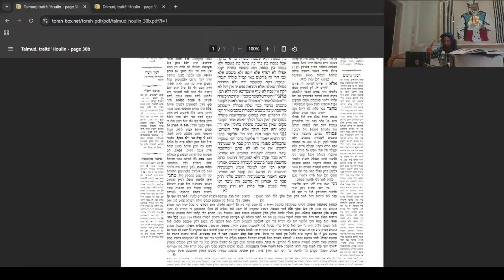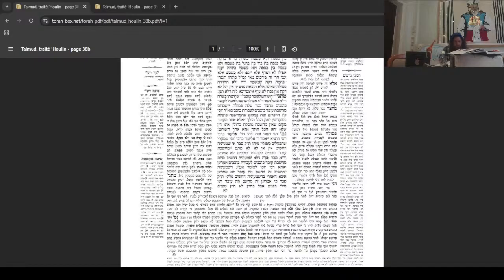Non-local causality. Savar Le Kavase says that no, it only matters about what the guy's thinking. Okay, thank you, Tosfos. Itmar, it was stated, we're on 39a.